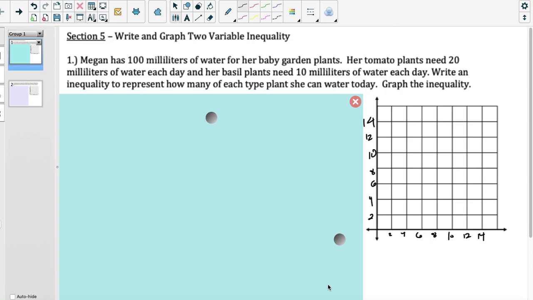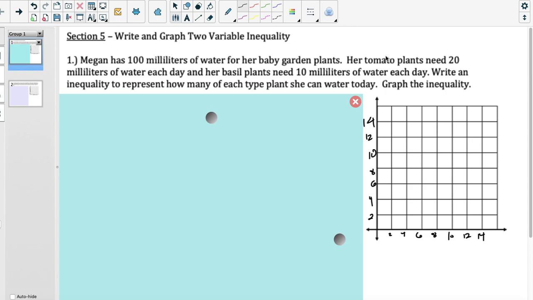For section 5, we are going to go through writing and graphing two variable inequalities. In this first example, Megan has 100 milliliters of water for the baby garden plants. The tomato plants need 20 milliliters of water each day, and the basil plants need 10 milliliters of water each day. Write an inequality to represent how many of each type of plant she can water today.